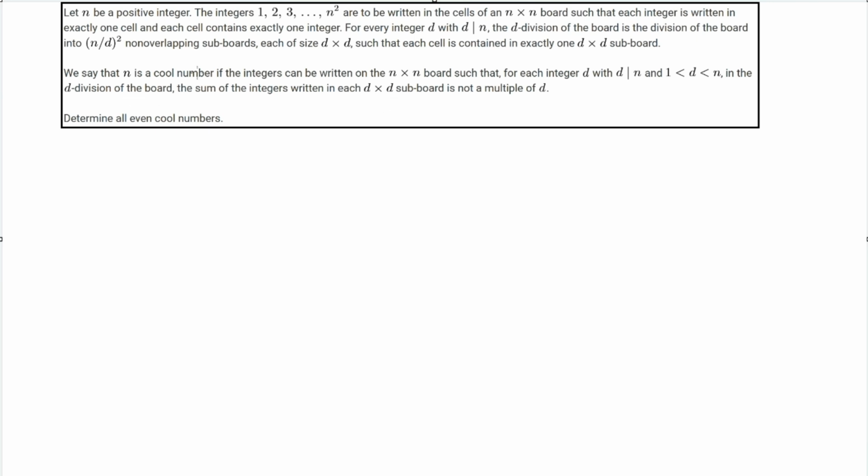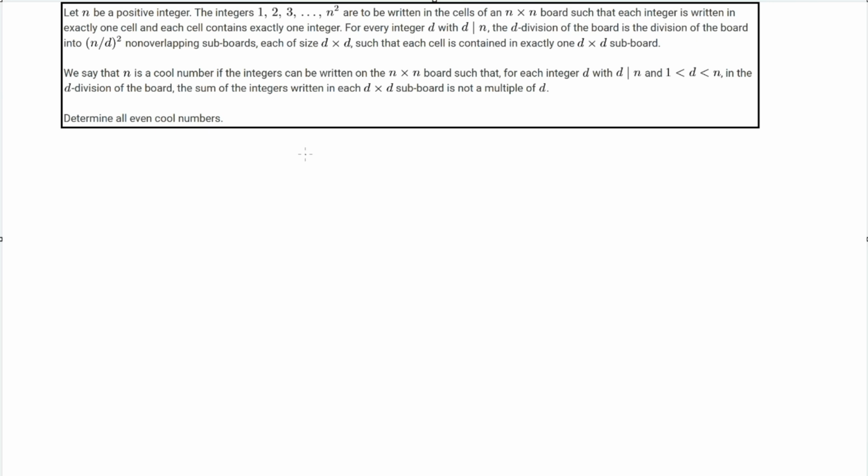We say that n is a cool number if the integers can be written on the n by n board such that for each integer d with d dividing n and 1 less than d less than n, in the d division of the board, the sum of the integers written in each d by d subboard is not a multiple of d. And we want to determine all even cool numbers. So we notice even here, so that definitely has to be important to us somehow.